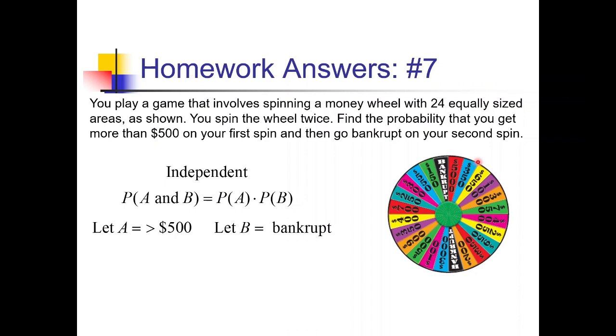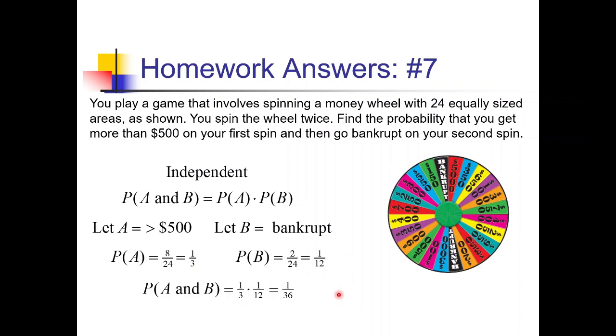We've got 1, 2, 3. That's 250. This looks like 950, so that's 4, 5. More than 500, so that doesn't count. So we're up to 6, 7, and 550 counts, so 8. So that is 8 out of, they said, 24, which we could reduce to 1 over 3. Now for bankrupt, that's a little bit easier. There's 2 of those. So 2 out of 24, which is 1 out of 12. Just multiplying these together now, we have 1/3 times 1/12, which is 1 over 36.